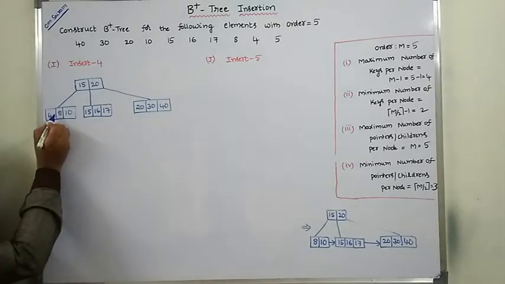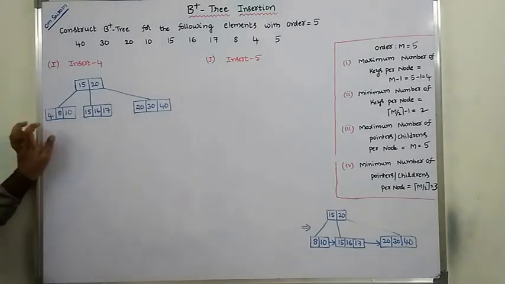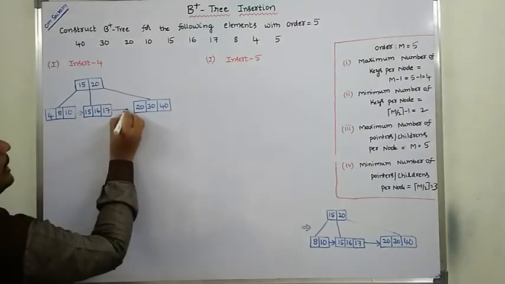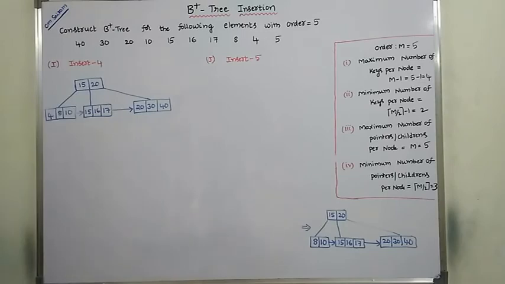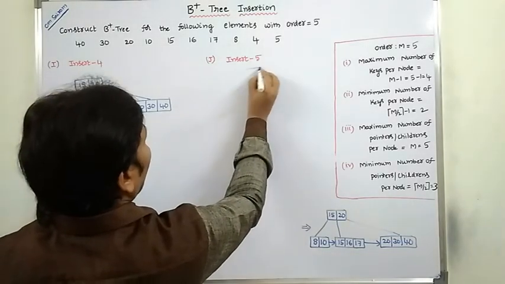4 is less than 8, so that 4 can be inserted before 8. So after inserting 4, this is the B plus tree we are getting. So all the leaf nodes are linked to each other. Okay. Now insert 5.